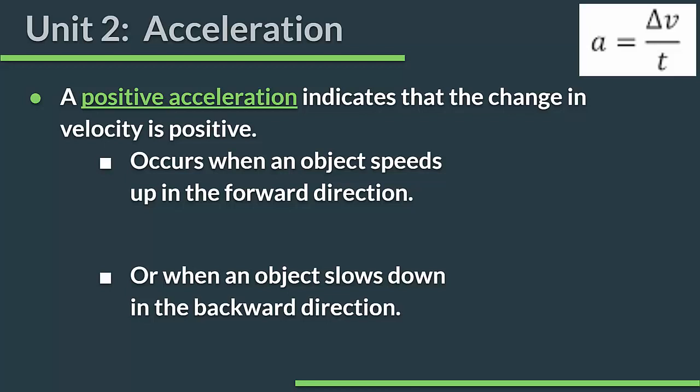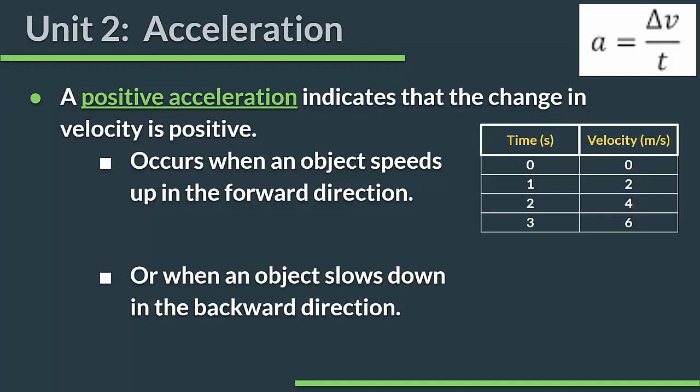There are two circumstances where this can happen, and I would recommend that you write these down and maybe even the data tables that I provide as well. Whenever we have positive acceleration, that can occur when we have an object that is speeding up in the forward direction. I think this is easier to see if we put some fake data to it. Here's an example of an object over the course of 3 seconds, changing its velocity from 0 to 2 to 4 to 6. This has a change in velocity every second of positive 2 meters per second each second. That would be the acceleration of the object with the data in that table, and that is a positive change.